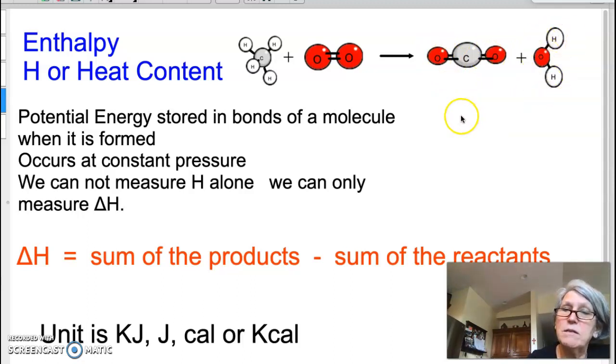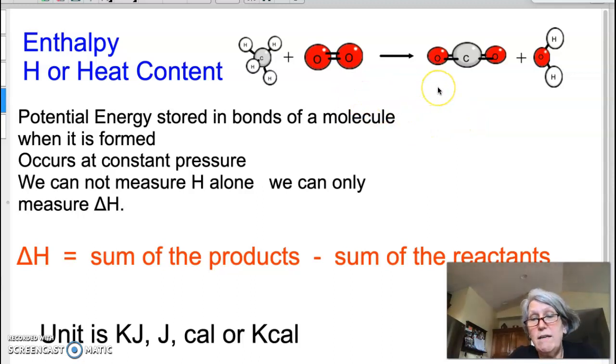new bonds are formed. If there's energy left over after this formation, the reaction is going to end up being exothermic. If it requires more energy to make this reaction than what this can happen, the reaction is going to be endothermic. And there's a convenient way that we can calculate this energy, which we call enthalpy, or change in enthalpy. That's what the delta means. By this equation, it's the sum of the products minus the sum of the reactants.